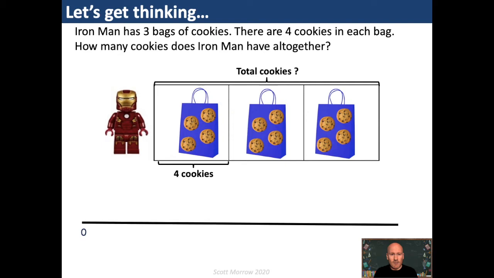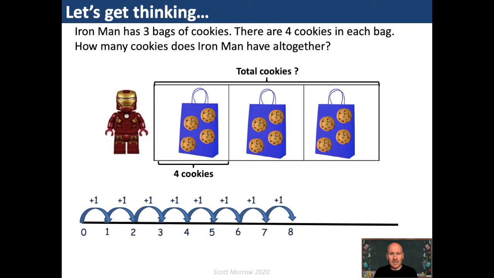So let's use a number line to just show what I'm doing. 1, 2, 3, 4, 5, 6, 7, 8, 9, 10, 11, 12. So all I've done there is just count up all the cookies that are in the 3 bags. Now that took me a little bit of time to do that, so let's think, could we do that in an easier way?